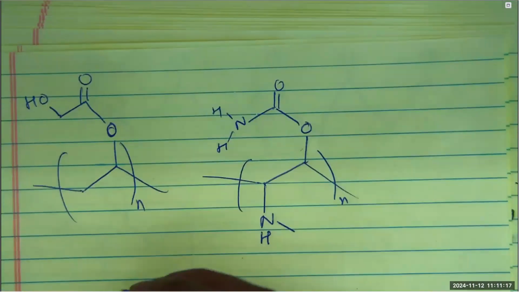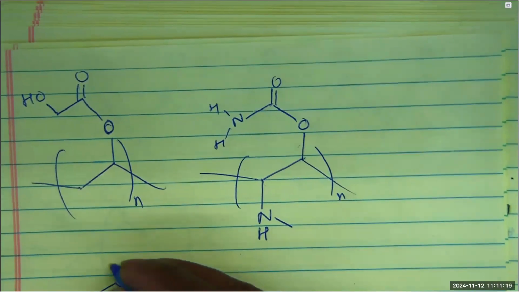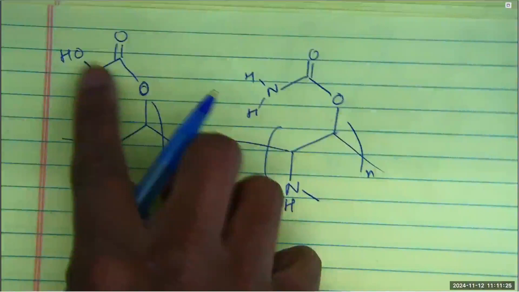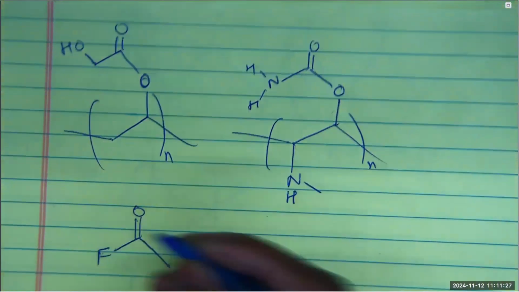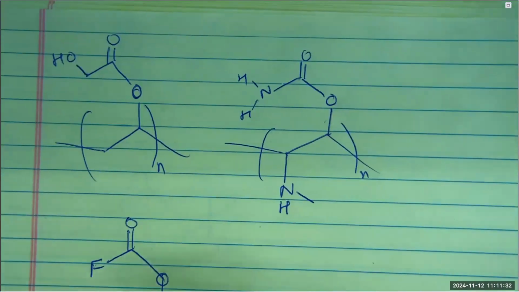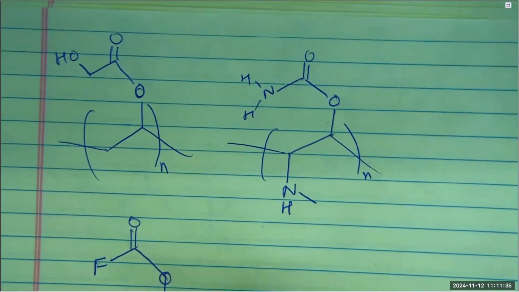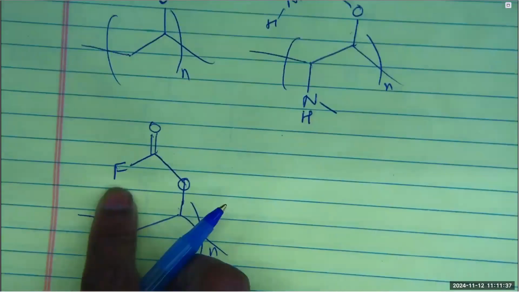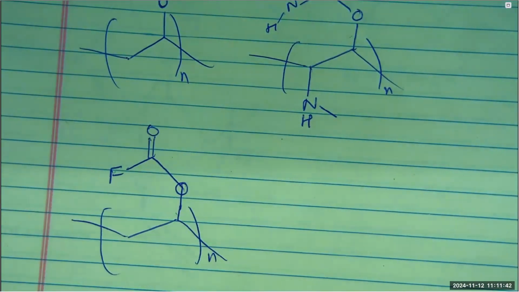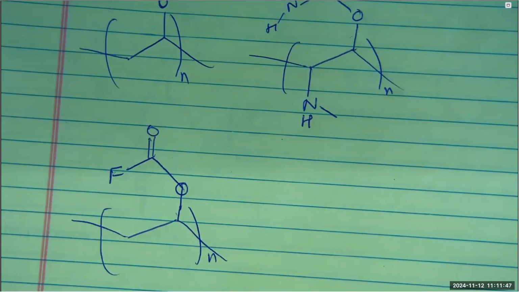Or you can make it more polar by introducing something like this. We can replace my CH3 group with fluorine. Right now, I have made my polymer more polar by introducing more electronegative atoms. These are not hydrogen bonding sites per se, but this is going to make my polymer more polar. If I make my polymer more polar, it's going to have stronger dipole-dipole interactions. Therefore, we're going to have overall stronger intermolecular forces.